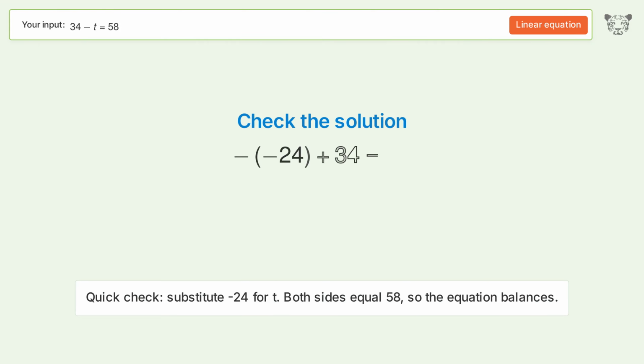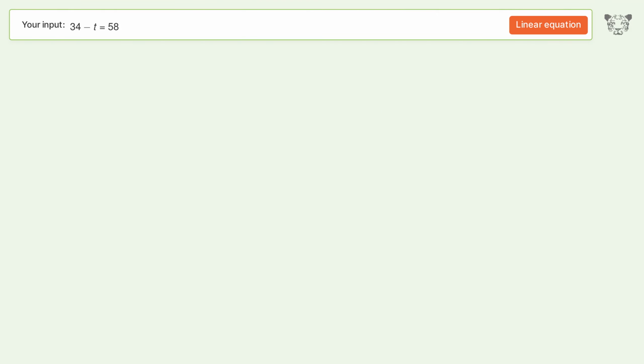Quick check. Substitute negative 24 for t. Both sides equal 58, so the equation balances. So, t equals negative 24.